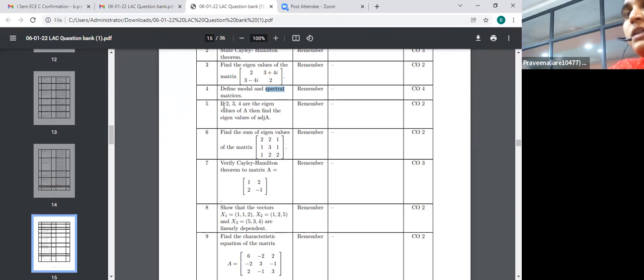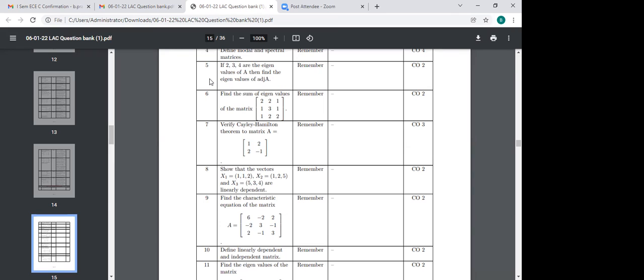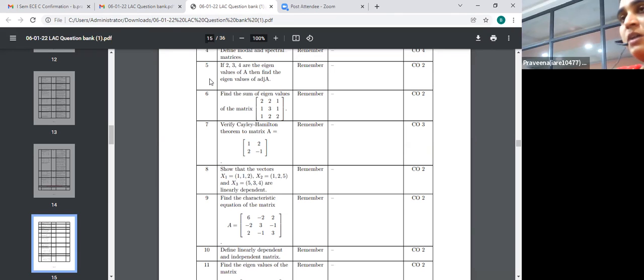If 2, 3, 4 are the eigenvalues of A, then find the eigenvalues of adjoint A. We discussed this. Same as that. And next, what's the concept for finding adjoint A? Adjoint A formula for finding eigenvalues? Tell me the formula for the adjoint A. We discussed it in the last 2 classes. Det A by lambda, right? Adjoint A eigenvalues formula is det A by lambda.